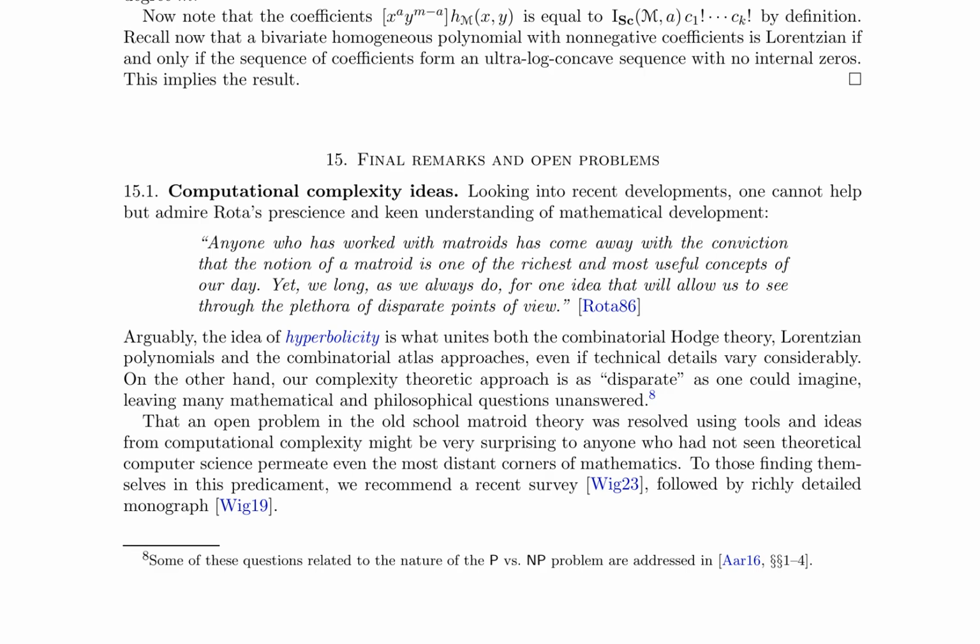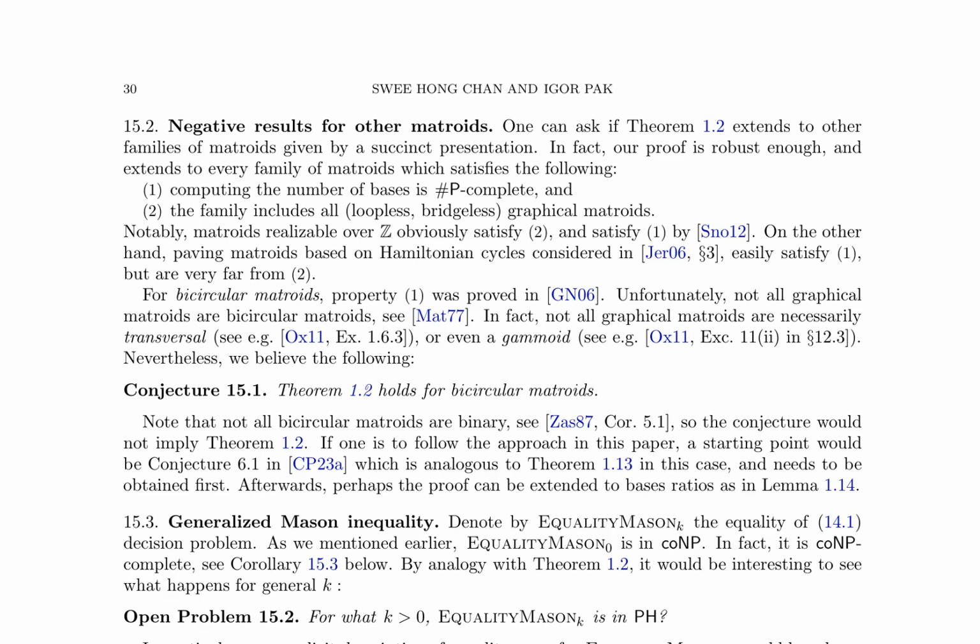The main result of the paper is the introduction of a new ultra-log-concave inequality for matroids, referred to as the generalized Mason inequality. This inequality is derived using tools from computational complexity theory, specifically the concept of Lorentzian polynomials. The authors demonstrate that this new inequality is a natural extension of Mason's log-concave inequality and provide a short proof for it. In addition to the generalized Mason inequality, the authors discuss several open problems and conjectures in matroid theory.